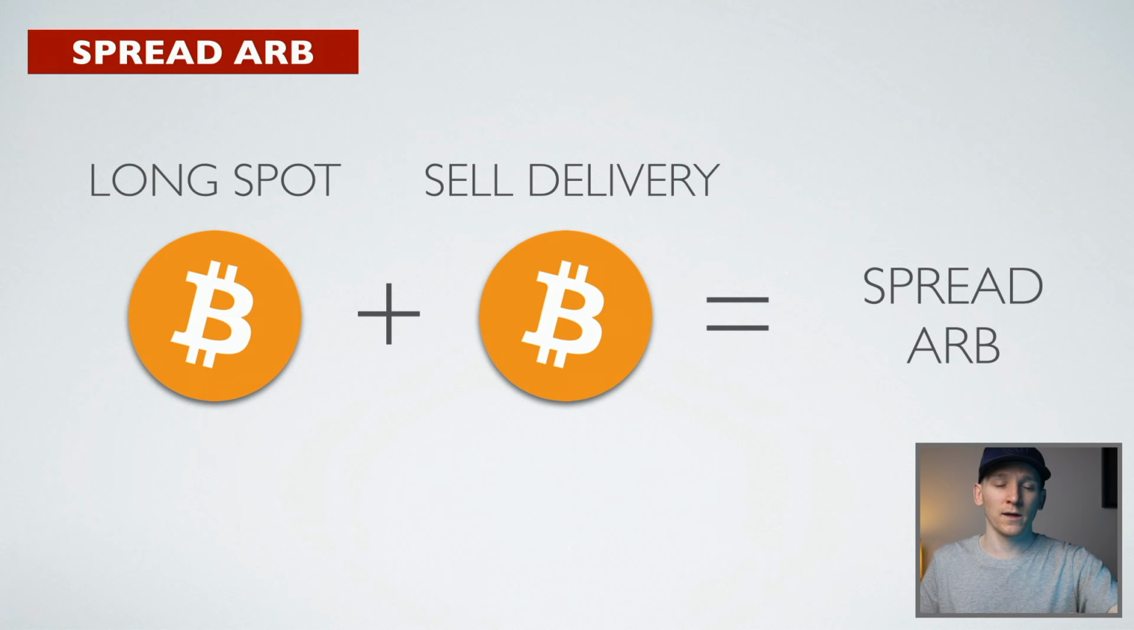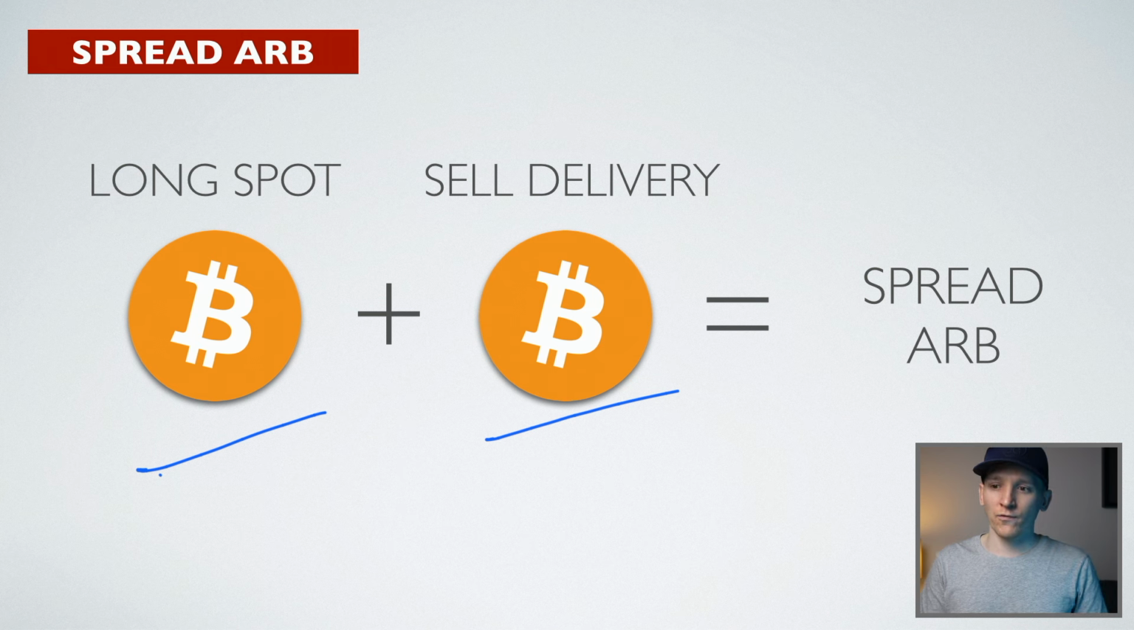Another way to take advantage of price discrepancies between spot and futures markets is something called spread arbitrage. This is usually done by whales and much larger players, but it can be done as well on a smaller scale. So essentially what we're trying to do here is just take advantage of a price differential between going long in the spot market and then selling that position straight away in the futures market.